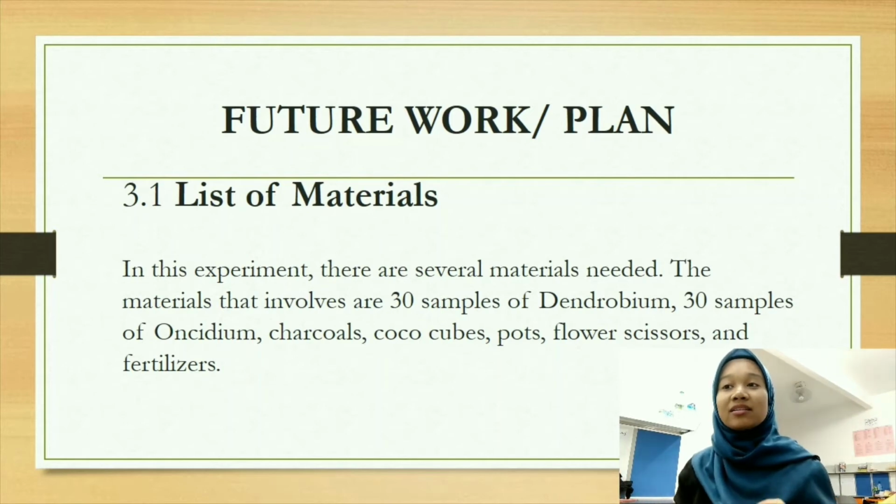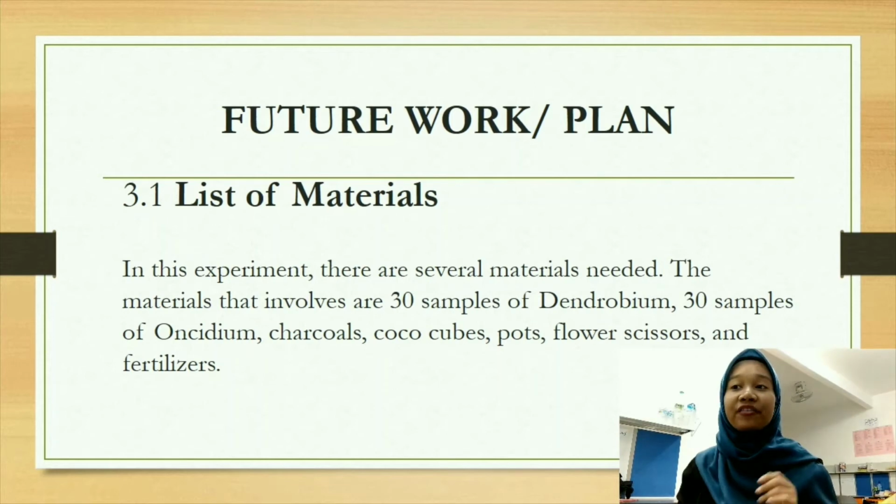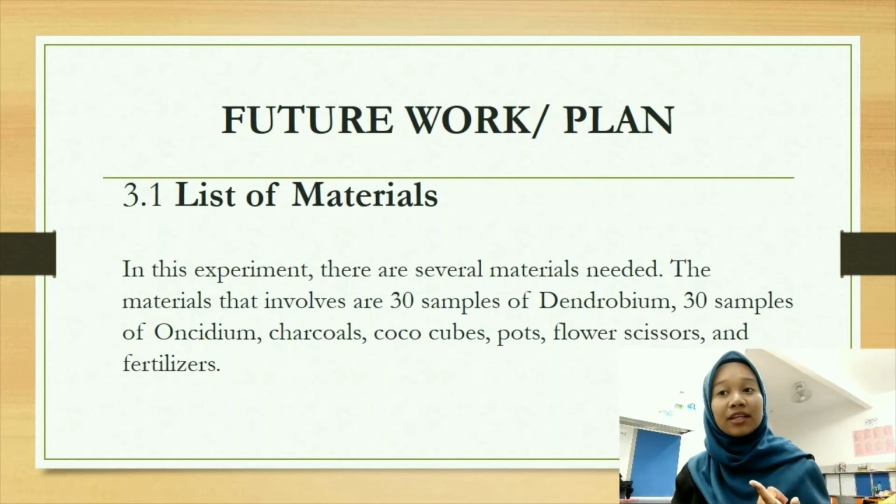For the virtual work plan, 3.1 is the list of materials. In this experiment, there are several materials needed. The materials that are involved are 30 samples of dendrobium, 30 samples of oncidium, charcoal, cocoa cubes, pots, flowers, scissors, and fertilizers.